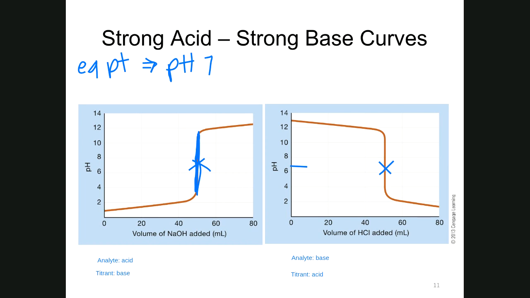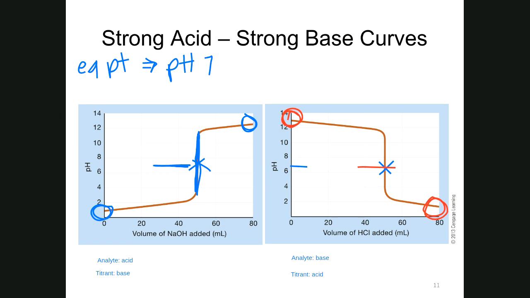So what's happening here is we're starting with our acid, right? Eventually we get to a point where our acid and our base are equal to each other, and then all of the acid has been used up. So that's why we end up basic at the end. Whereas if we look at the other one, we start off basic, eventually we get to a point where our acid and base are equal to each other, and then all of our base is used up, so we have just acid left over. And that's why we end up with that S-shaped curve.